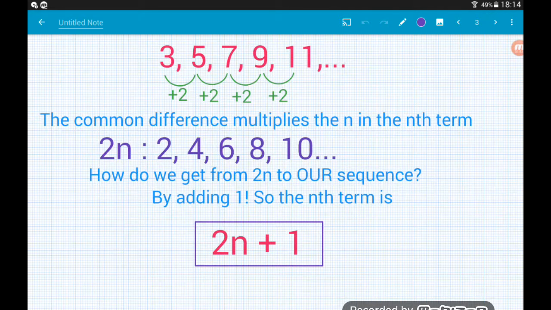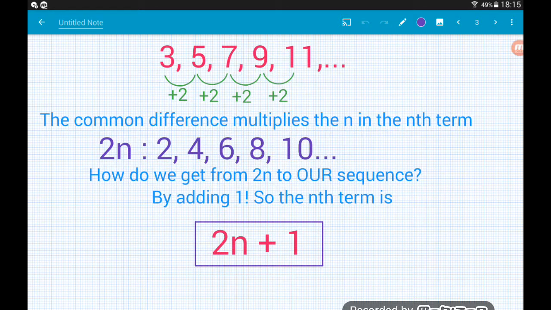So let's have a look at how we find it. The first thing that we need with our sequence is to find the common difference. So how we're getting from one term to the next term. Carrying on with this sequence, again, our common difference is 2. Whatever the common difference is in our sequence, that number multiplies the n part of our nth term. So if our common difference is 2, then our nth term is something to do with 2n.